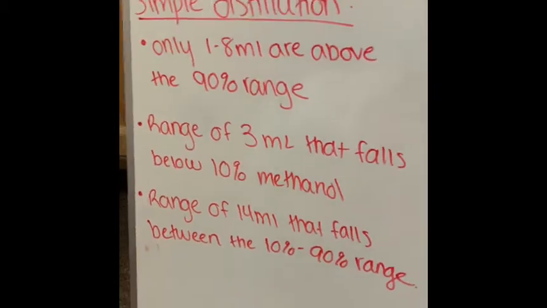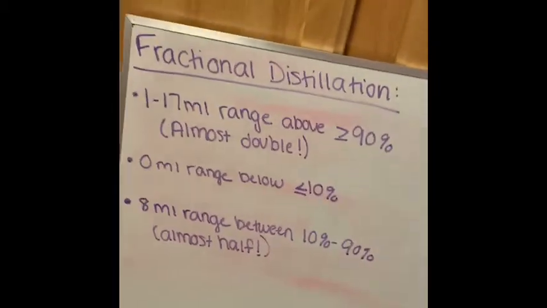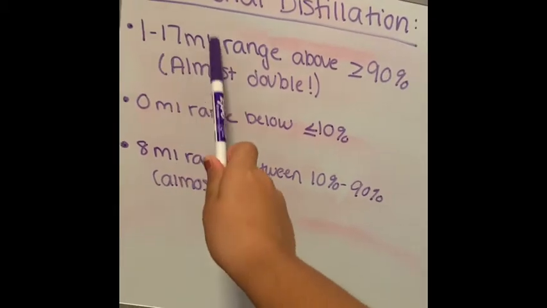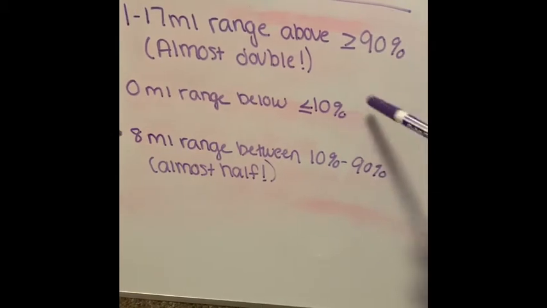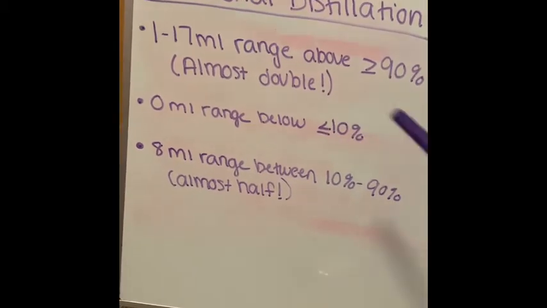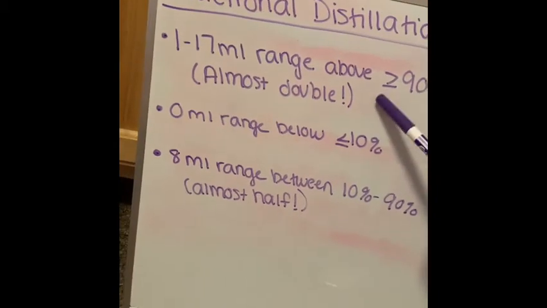This is the process that I believe we should be switching to, called fractional distillation, and here's why. Fractional distillation has a 1 to 17 milliliter range above 90%. That is almost double the simple distillation process. So we could be making so much more in profits just from this alone.